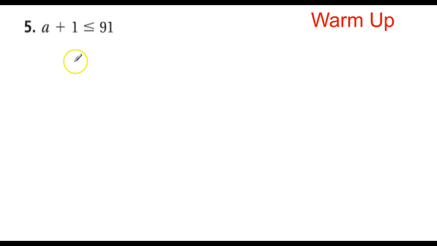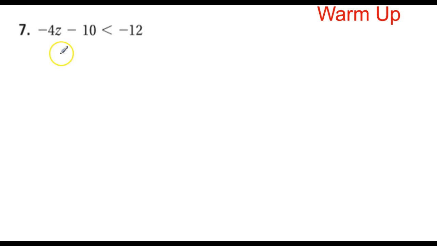This one, you subtract 1 from both sides, a is less than or equal to 90. All right, I'm just going to kind of roll through these so we get on with the lesson. Add 10 to both sides. I get negative 4z is less than negative 2. So z must be greater than positive 1/2. Notice how I flipped the sign there.